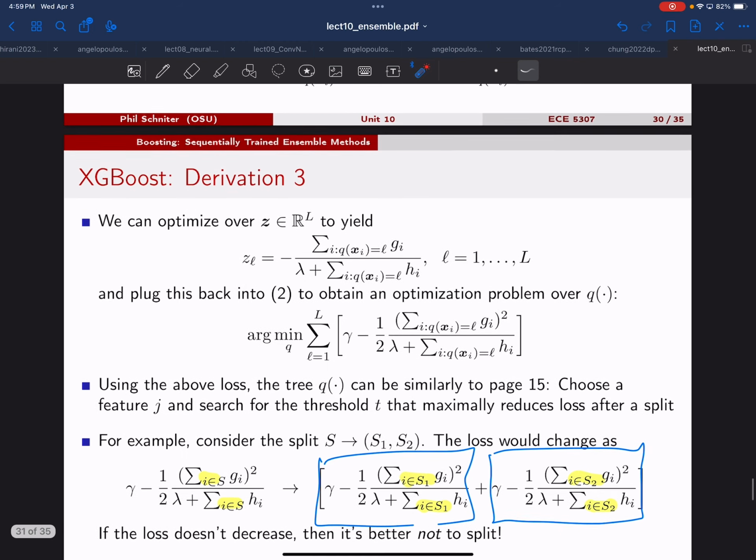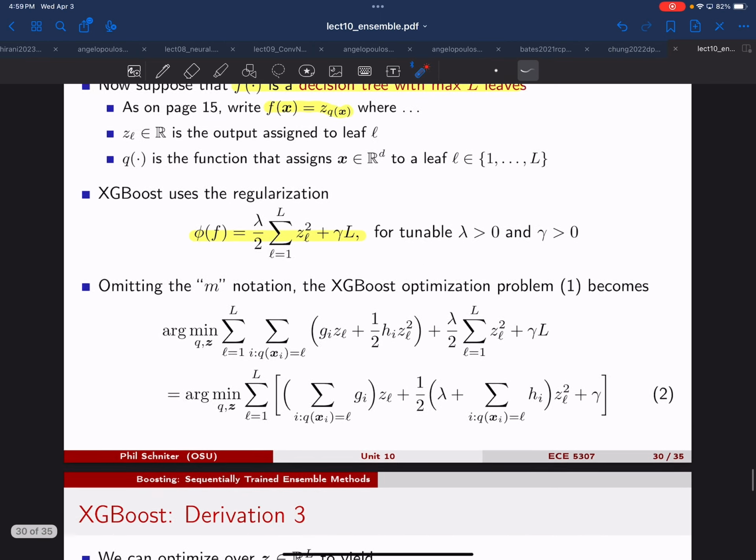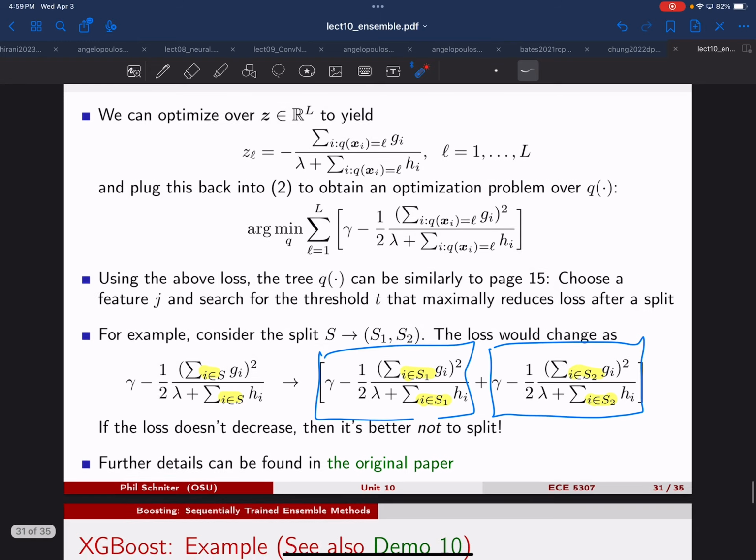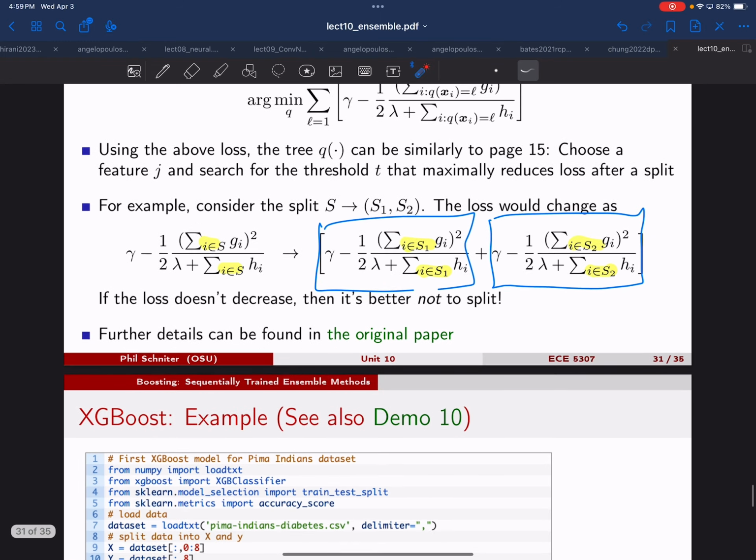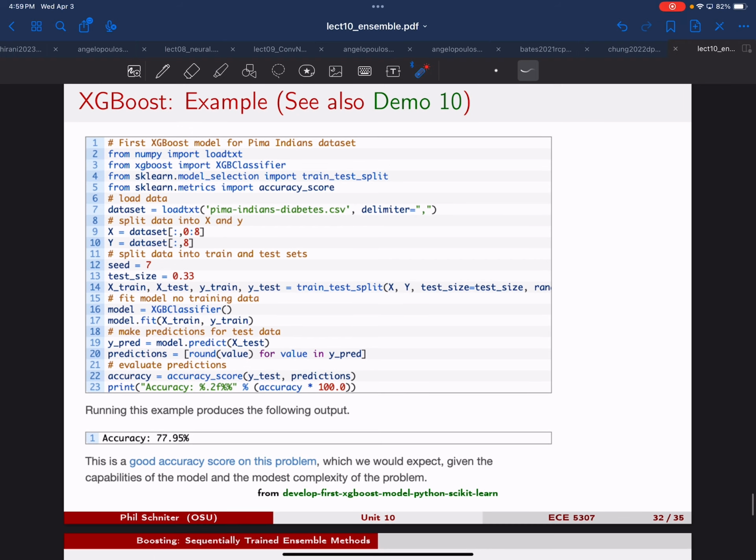Okay, so basically that's it for XGBoost. Again, I realize there's a lot of details here, but just to summarize how it works. This is just one example. There's also a demo 10, that has this all coded in Python. But I just wanted to show you here that the way that you deal with XGBoost is exactly the same way that you would deal with any sklearn model. You instantiate it, you do the model.fit, then you do the model.predict, and that's it.